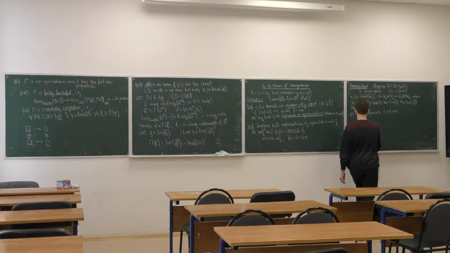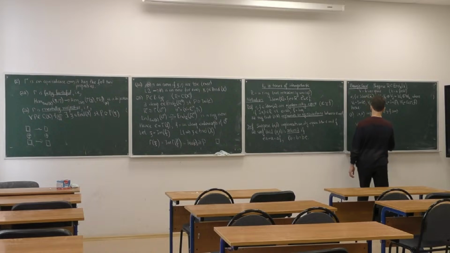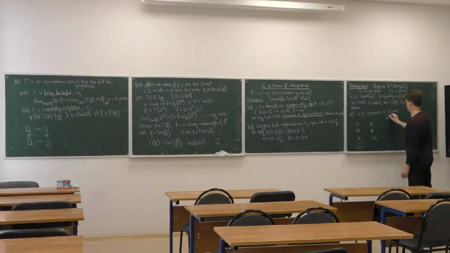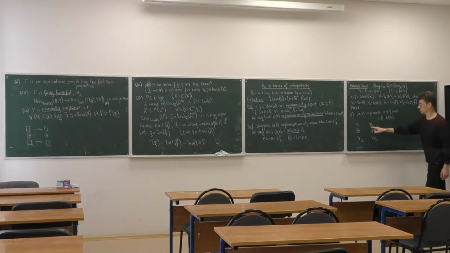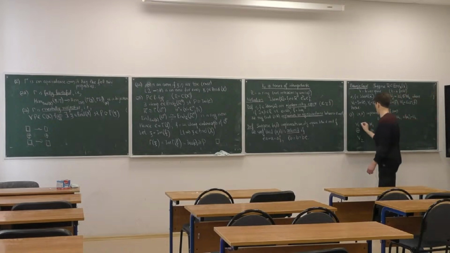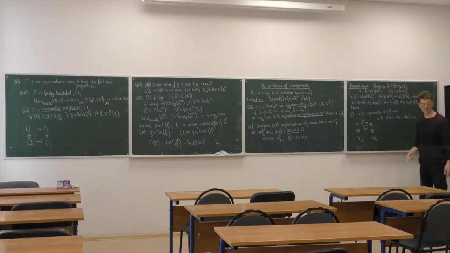This is V1, V2, W1, and W2. So first of all, B takes V1 to, well, let's denote this condition by 1.1. So B takes V1 to W1 surjectively. A takes W1 to V1. And if we compose these two maps, that is the restrictions of B to V1 and A to W1, then these maps are inverse to each other.